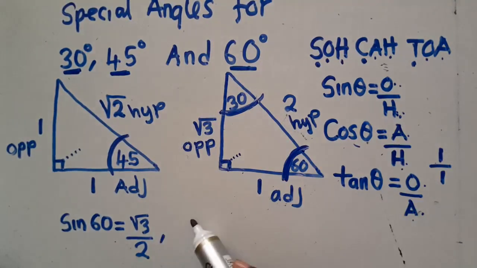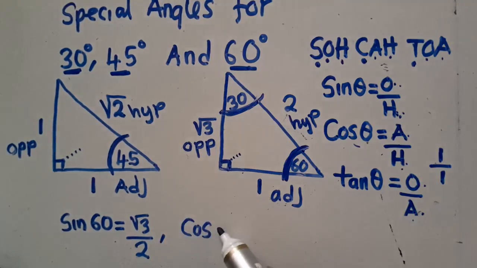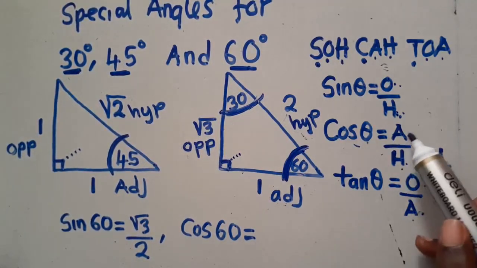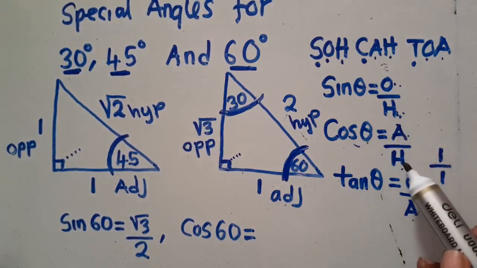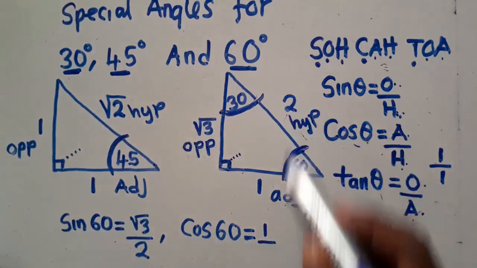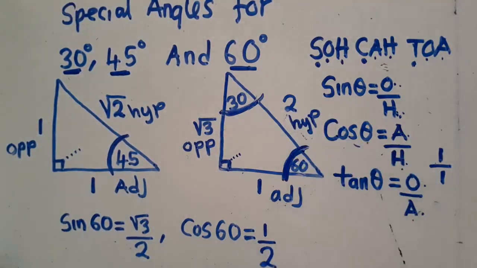I found that one. I move to cos. Cos 60 is equal to what? I say adjacent over hypotenuse. What is adjacent? Adjacent is 1, over hypotenuse 2. So it's 1 over 2, which is the same as 0.5.